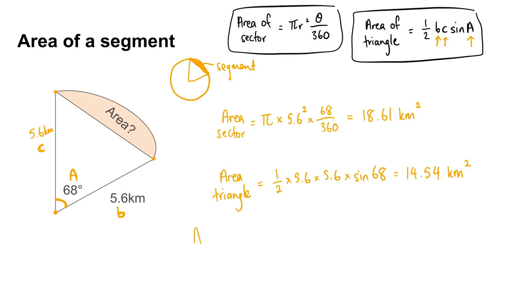So to find the area of the segment, I am going to do the full sector, 18.61, and take away the triangle part, 14.54. And if I type that into my calculator, I would be left with 4.07. And again, area is kilometres squared. So that there, 4.07, is the area of that segment, that little crust piece on the outside.